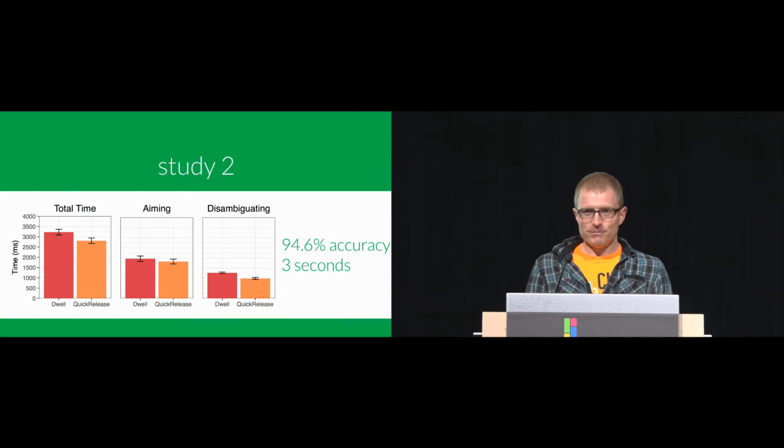The charts on the slide there show the total selection time, and then that's broken down into 2 steps. First was the amount of time spent aiming the ray, and second was the amount of time spent disambiguating between the 2 targets. So total time was significantly faster for quick release, and that was because it had faster disambiguation time. That wasn't entirely surprising because quick release lets users confirm selection without having to wait for a dwell period to elapse. Although this result's interesting because it shows that users generally did decide to confirm selection straight away.